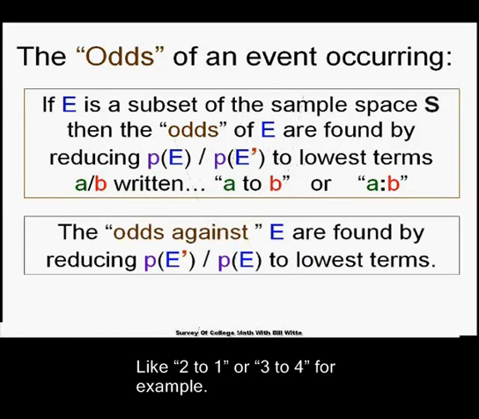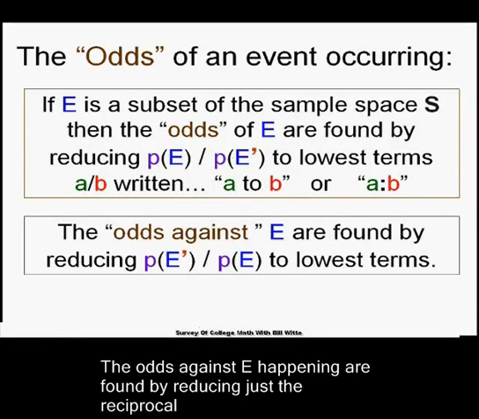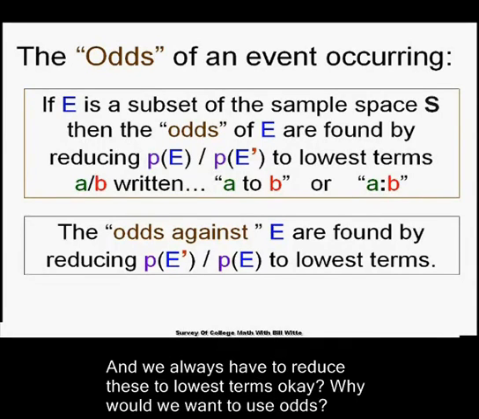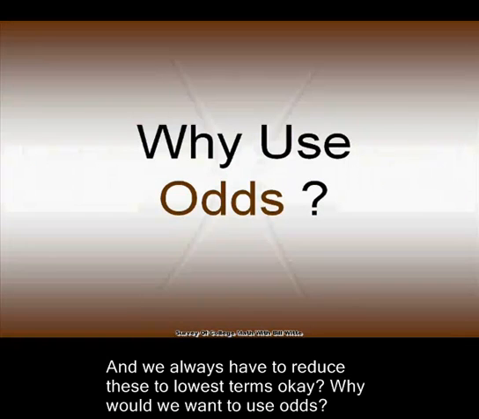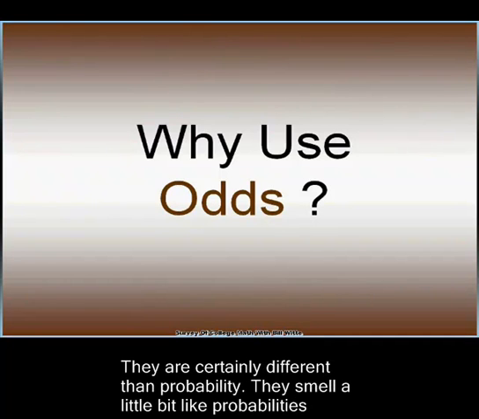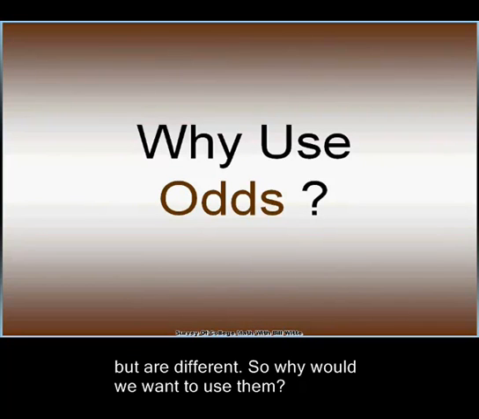And the odds against E happening are found by reducing just the reciprocal of that, the probability of E prime over the probability of E. We always have to reduce these to lowest terms. Why would we want to even use odds? Because odds are certainly different than probability. They smell a little bit like probabilities. But why would we want to use odds? And that's what I've got to get across to you.